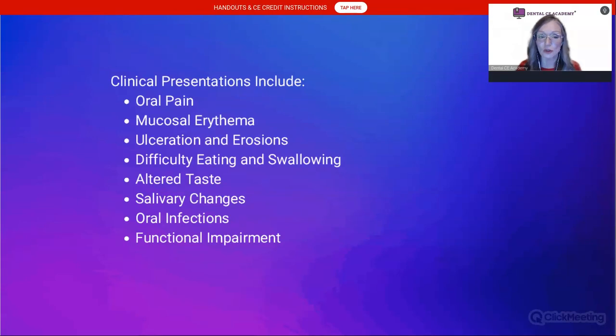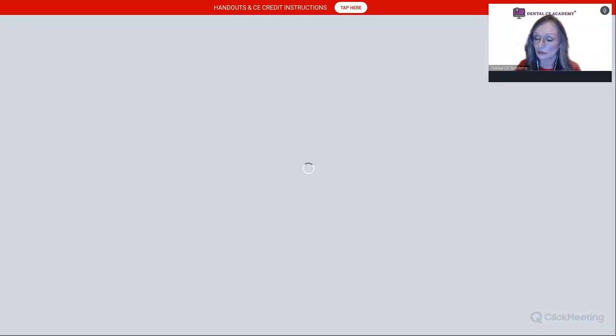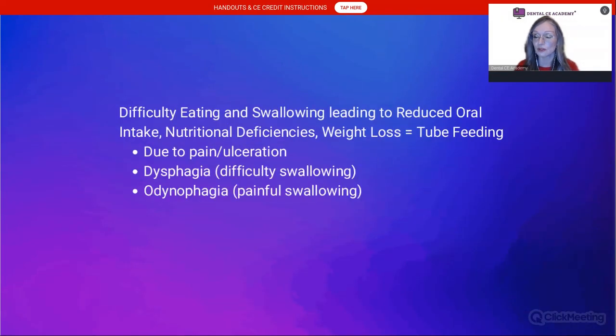Okay, so oral infections, functional impairment. Oral pain is the hallmark symptom, mild discomfort ranging up to severe. It can be a burning, stinging sensation, and may worsen with eating, drinking, and speaking. Ulcerations and erosions: with progression of oral mucositis, the patient may develop these ulcers and erosions, and the epithelium may become denuded, very painful, and this also increases the risk of secondary infection, as we said, because the mucosa is a barrier.